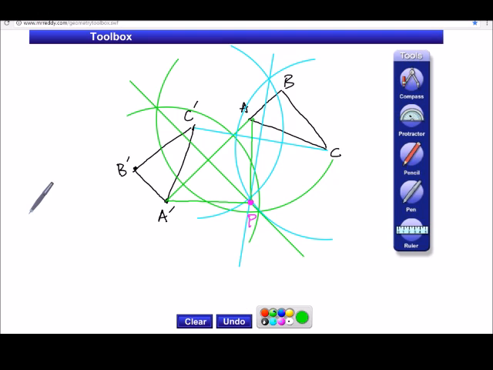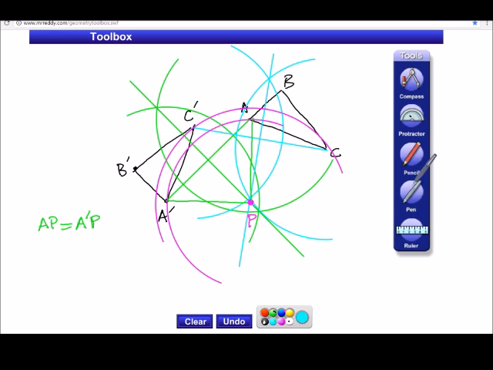So we can say that segment AP has the same length as segment A prime P, because that is just a circle that goes through those 2 points. We also have a circle that should go through C and C prime. Let's see if it does. Oh, very nice. And so what else can we say?